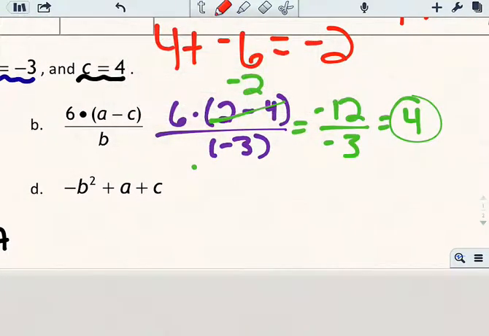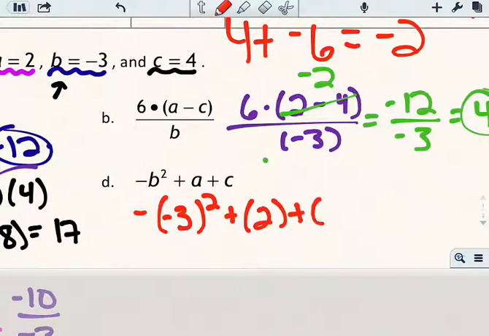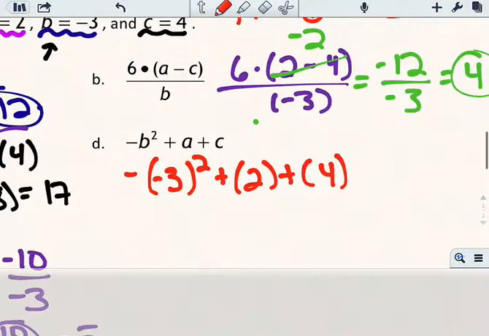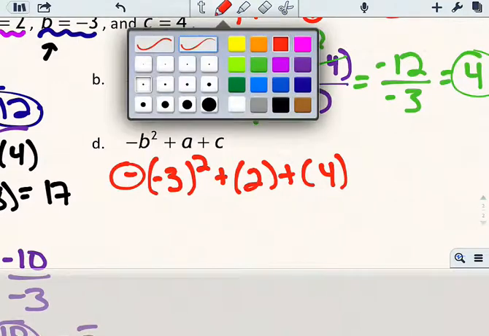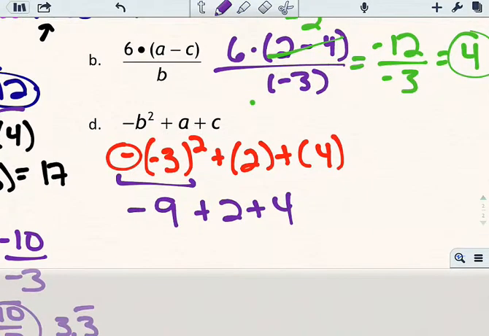Okay, check this out. So we have -b squared. Now, notice I'm going to use some parentheses here because b itself is -3, and we're going to square it, plus a, which is just 2, plus c, which is 4. So -3 squared is the same thing as -3 times itself. -3 times -3 is going to be a positive 9, but we have this negative right here, so the whole thing ends up being a -9. We have plus 2 plus 4.